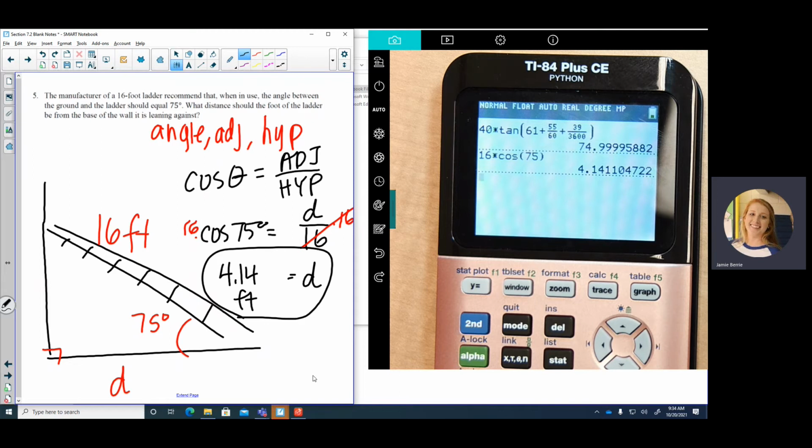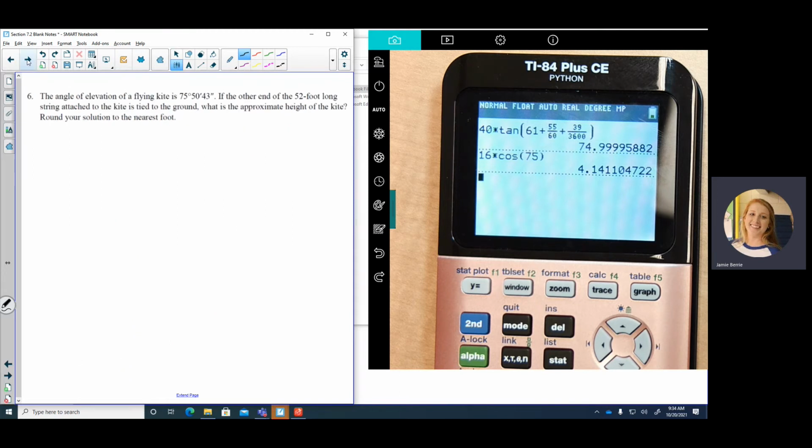All right, let's look at our next one. It says the angle of elevation, that means the angle where you're looking up. The angle of elevation of a flying kite is 75 degrees, 50 minutes, 43 seconds. If the other end of the 52-foot long string attached to the kite is tied to the ground, what is the approximate height of the kite? Round your solution to the nearest foot.